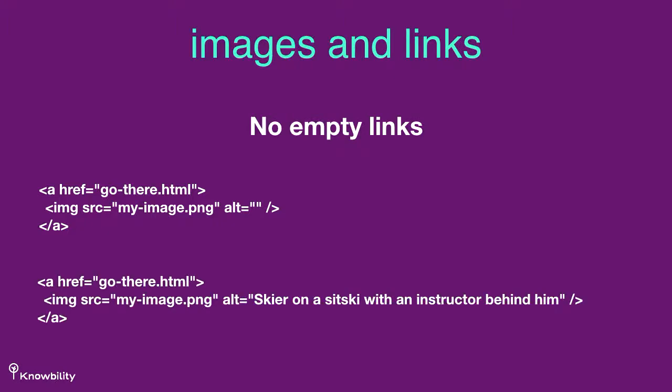So a better way would be to use the description of the image. So when the person gets to the link, the alt attribute is read as the text content.